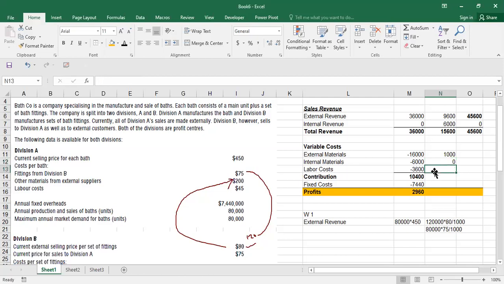Labor cost would be 200,000 units multiplied by 15, divided by 1,000, multiplied by -1. Let's do like this, 3,000. And this should also be multiplied with -1. So this is their variable cost. And if I put here this formula, it comes like this.